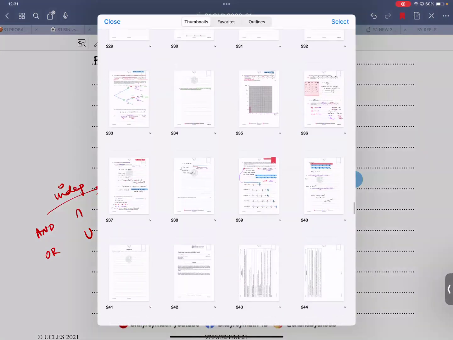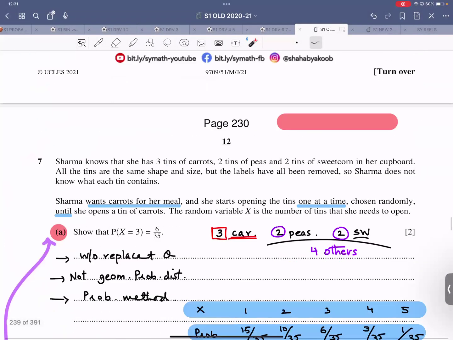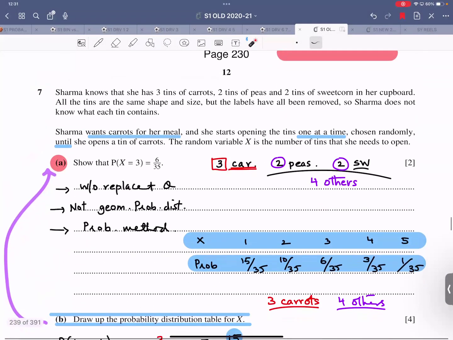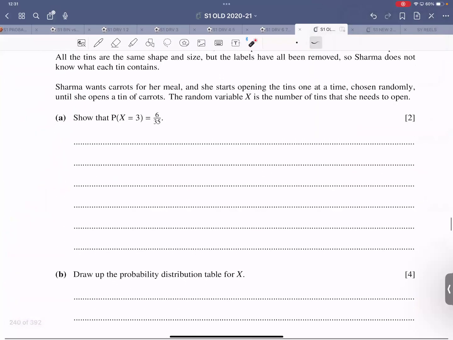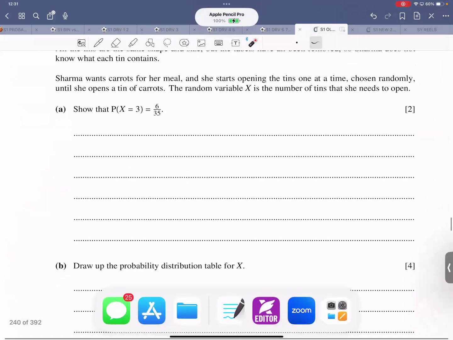Let's move on and look at this question. And yes, this question, let me just add a page. I'll share this page for you, and I want you people to try it out first. Let me pause the recording.